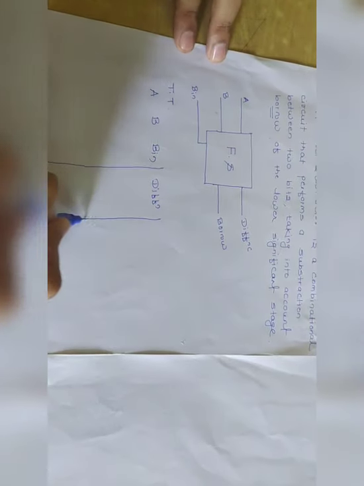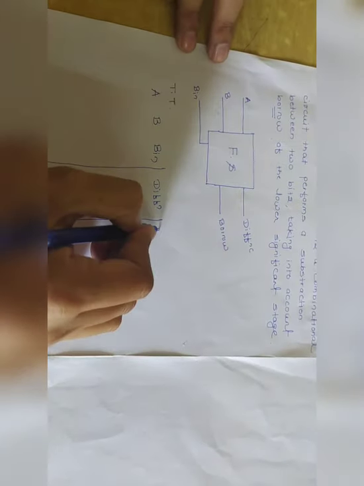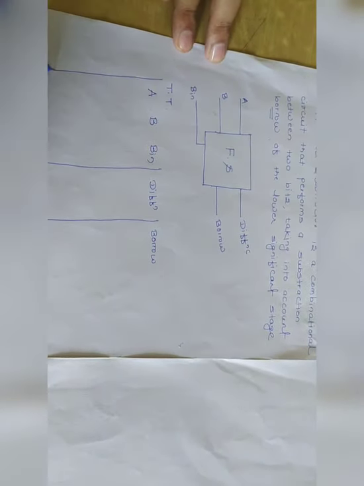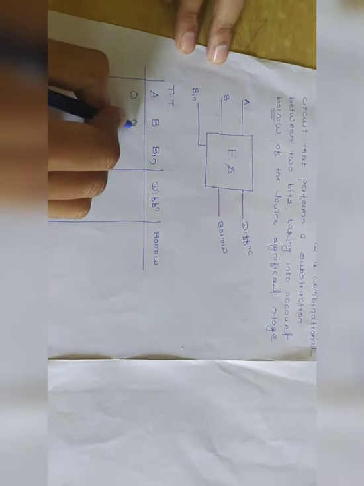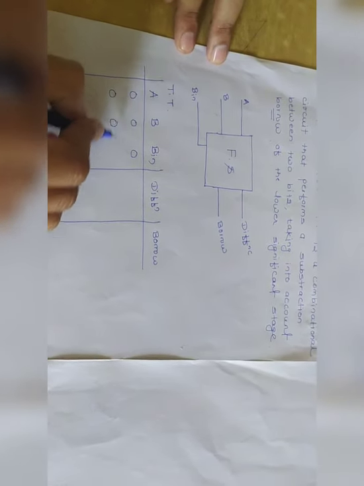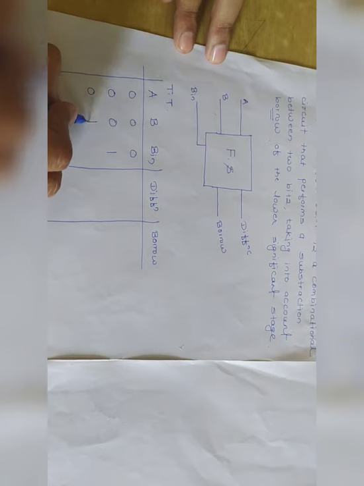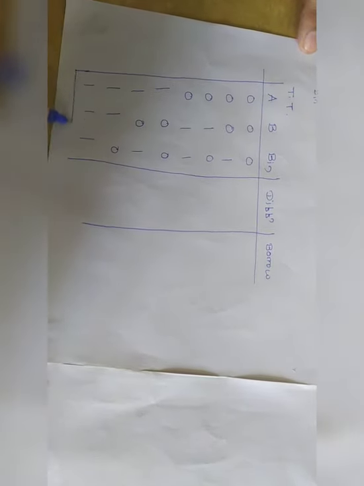The first output is the difference, and the second output is the borrow. Now these are my inputs. The possible combinations are 0 0 0, 0 0 1, 0 1 0, 0 1 1, 1 0 0, 1 0 1, 1 1 0 and 1 1 1. These are the possible combinations for the 3 inputs.